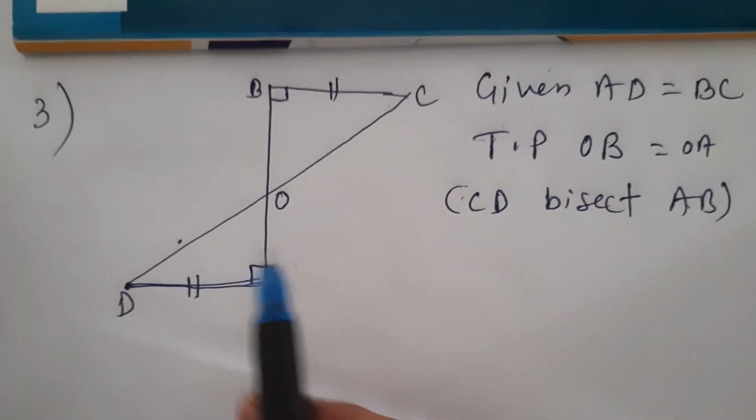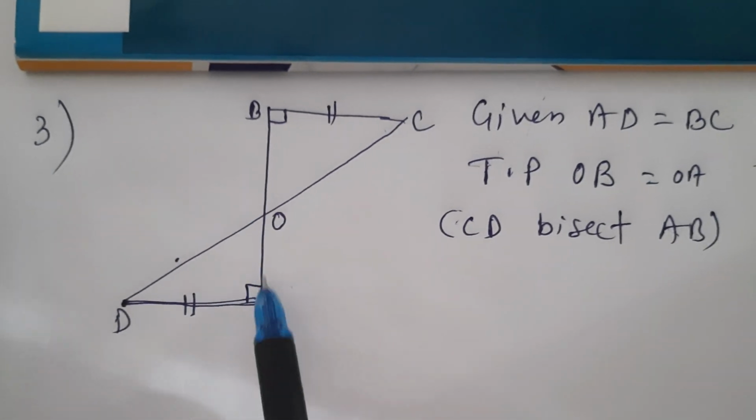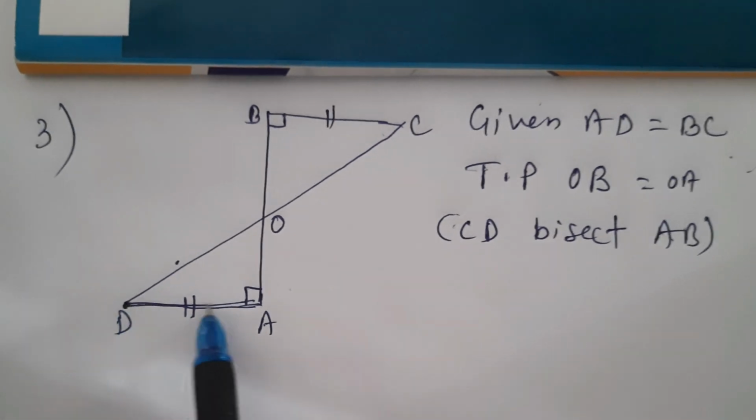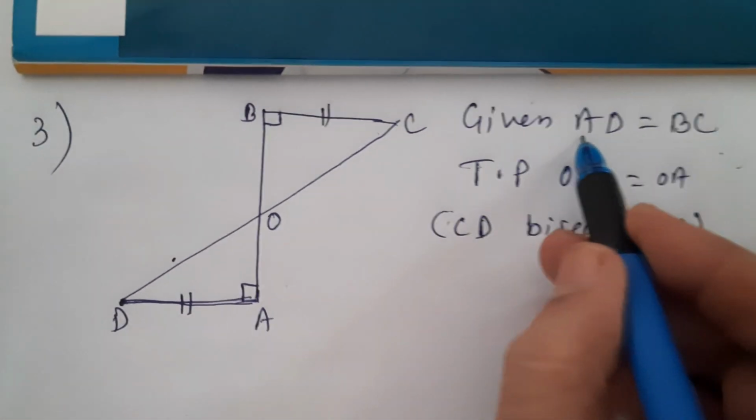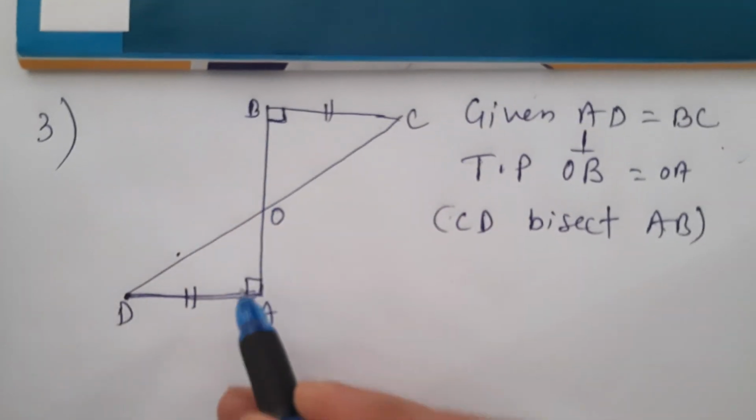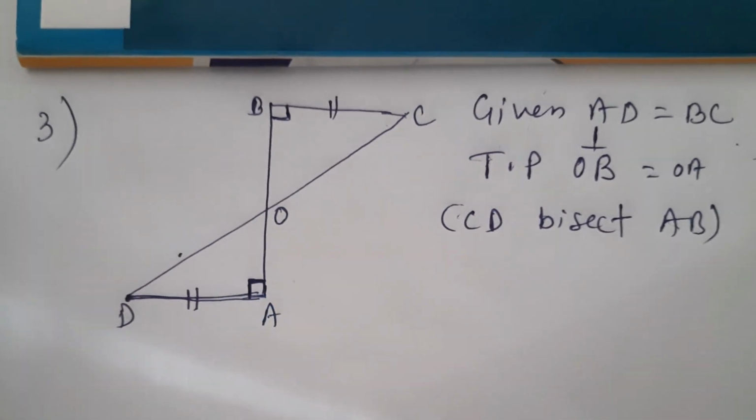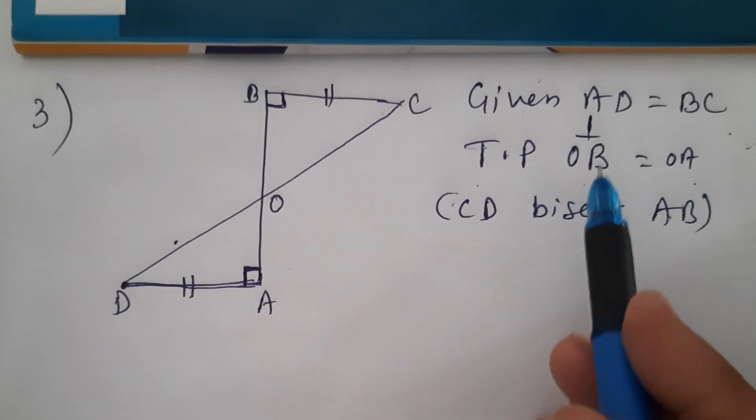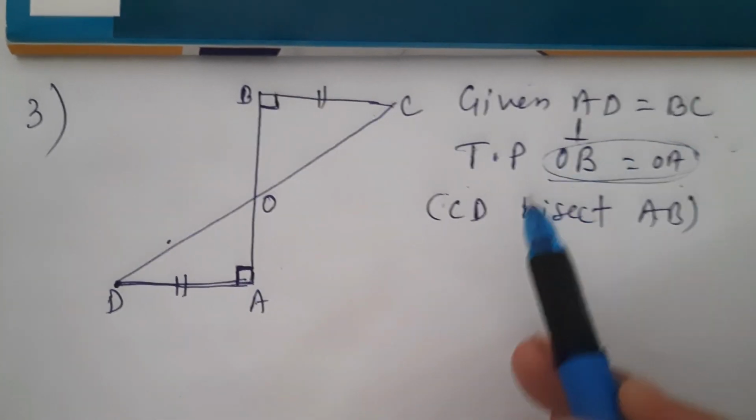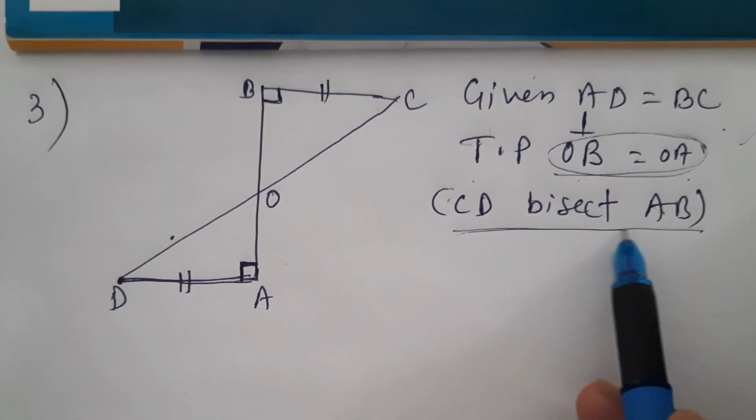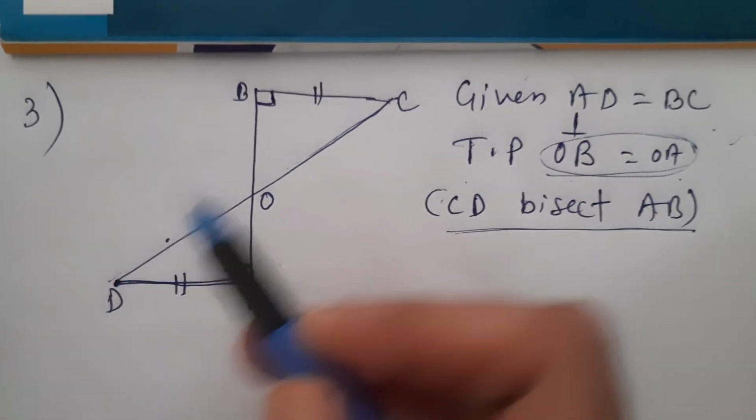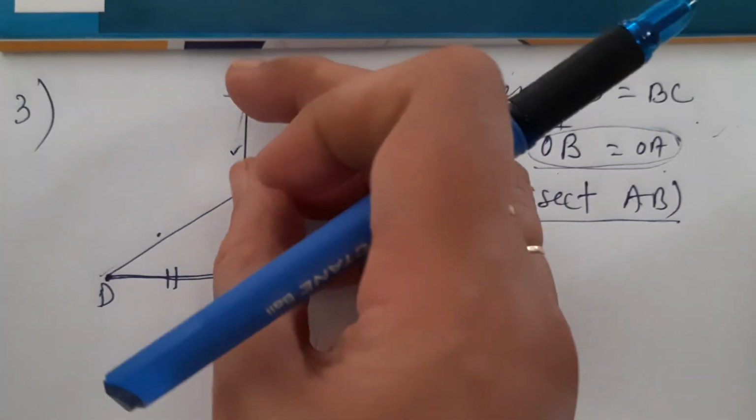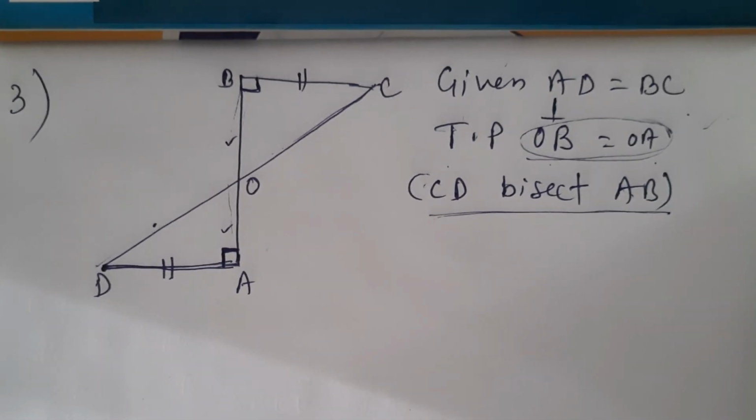In question number 3, it is given, the figure is in this way, where it is given AD and BC are equal. So here AD and BC are equal, perpendiculars are given. So here these two angles are equal, that is 90 each, and we need to prove OB equal to OA. So this is not a direct statement which we got. So here it was given CD bisects AB. We need to prove CD bisects AB. So CD is this one. If it is bisecting AB, it means dividing AB into 2 equal parts. So these two we need to make equal as it is bisecting AB.